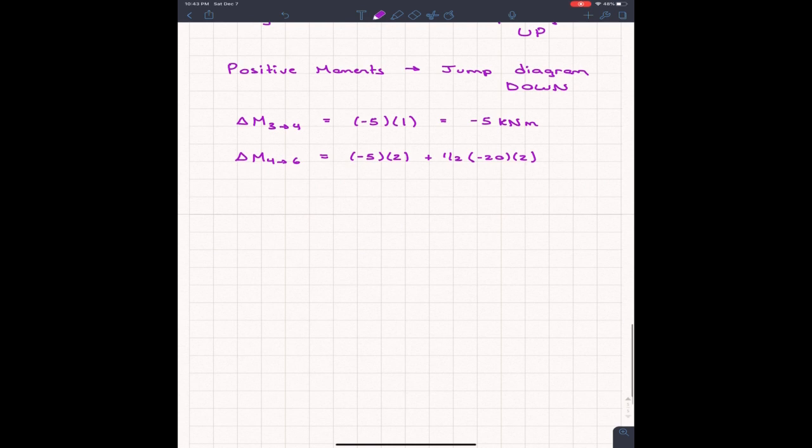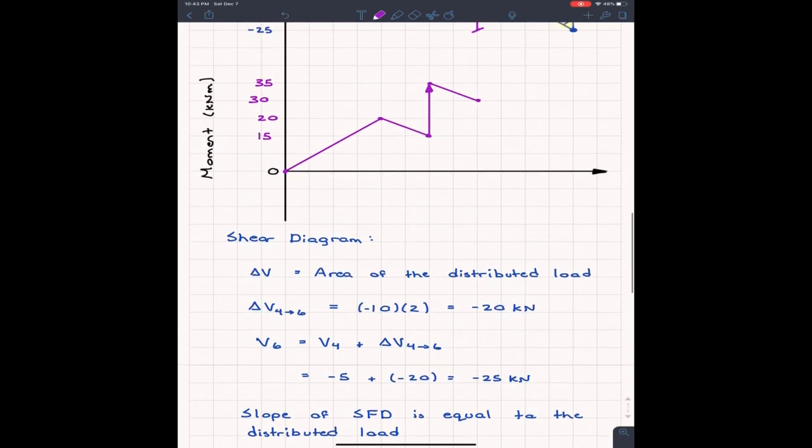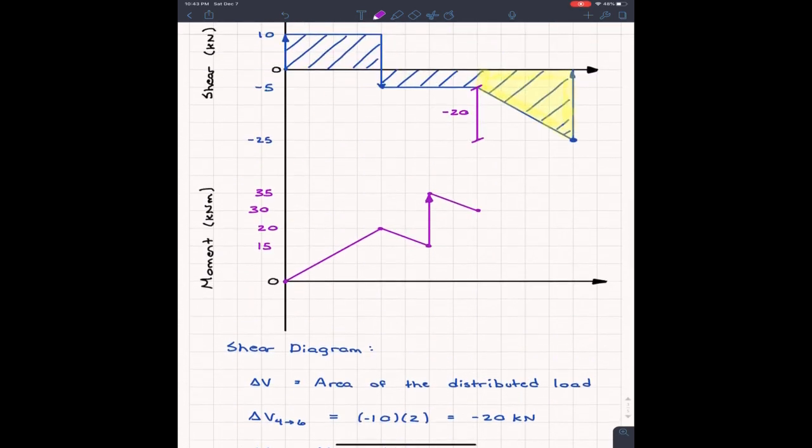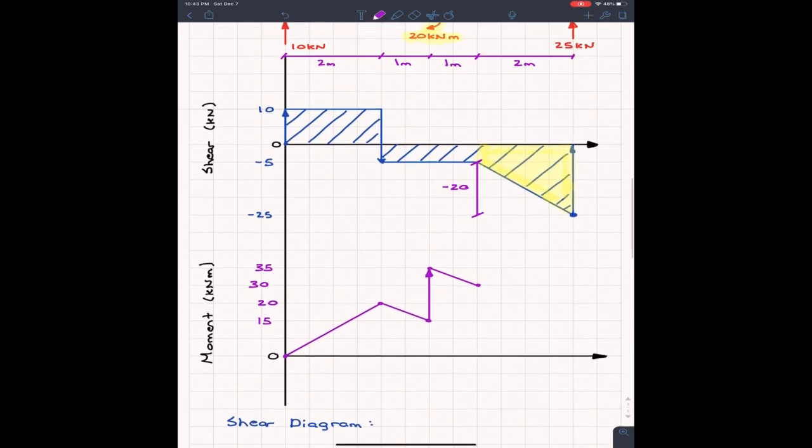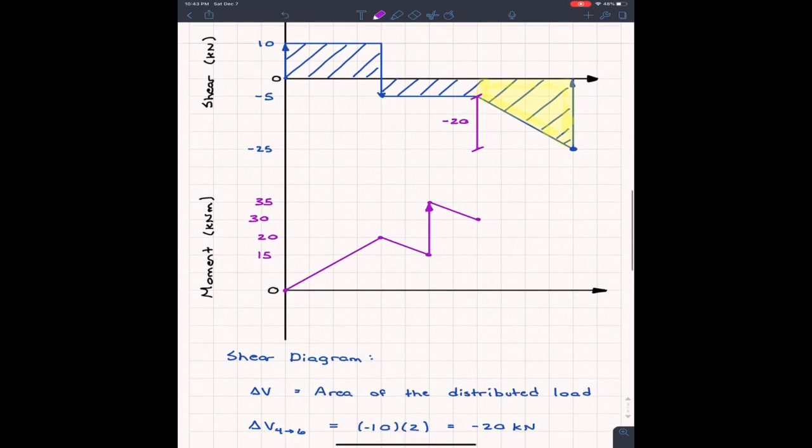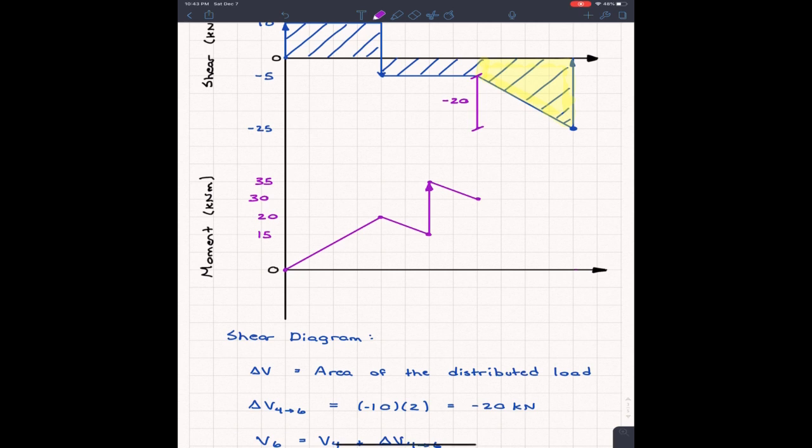So I'm going to come down here and put that this is equal to -30 kilonewton meters. And technically, you don't even have to do this calculation because it's the same as shear, where we should always end up at 0. In our shear force diagram, we ended up at 0. In our moment diagram, we end up at 0 as well.